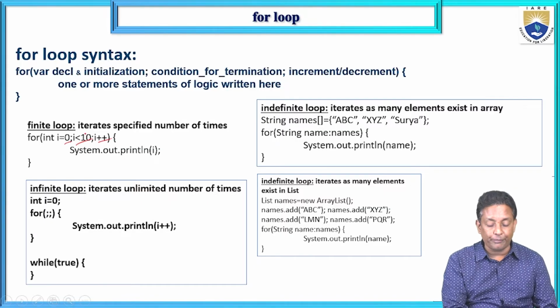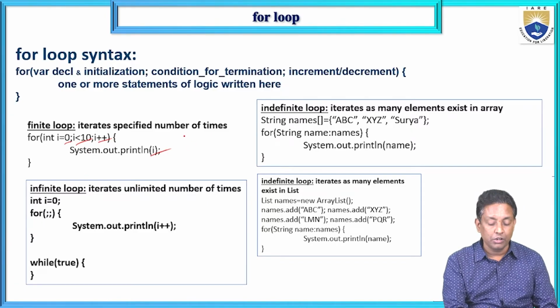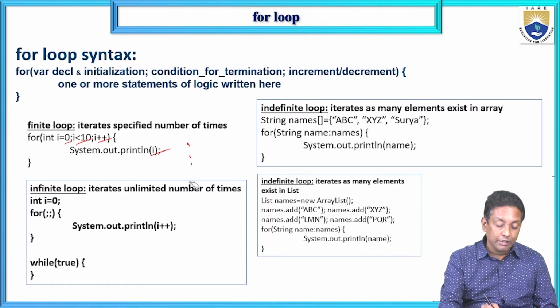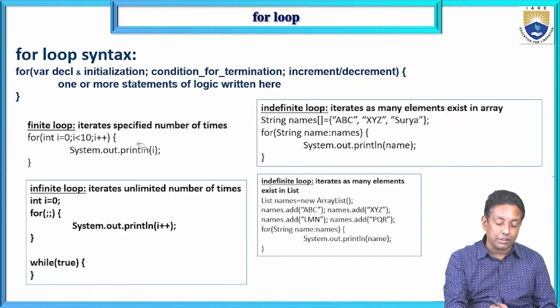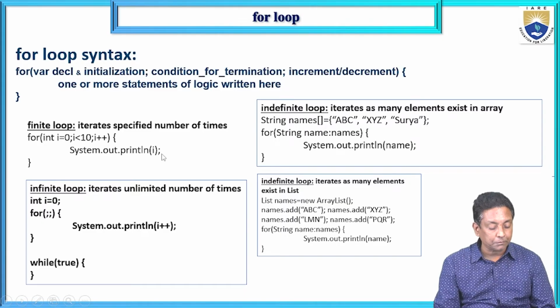Initially the i value is 0. That time 0 will be used here. When the loop iterates the second time, the i value increments by 1. It's a post increment, so the value will become 1, and then 1 will be printed. The next iterations are 2, 3, 4, 5, 6, and it will go on up to value 9. So this is a finite for loop. A finite for loop means a finite number of times the loop iterates. We only specified how many times the loop is to be iterated.